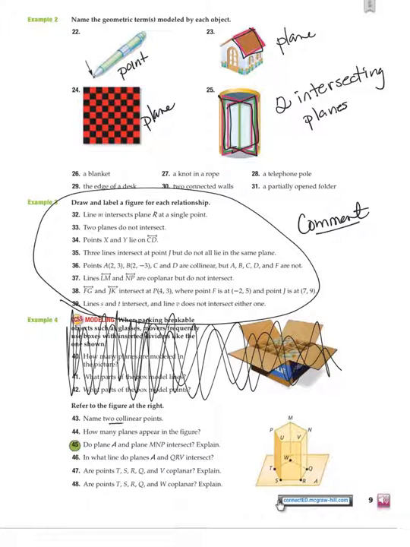Name two collinear points. It can be any 2 points on the same line. It doesn't matter which two. I'm just going to pick out two. Say P and M. How many planes appear in the figure?